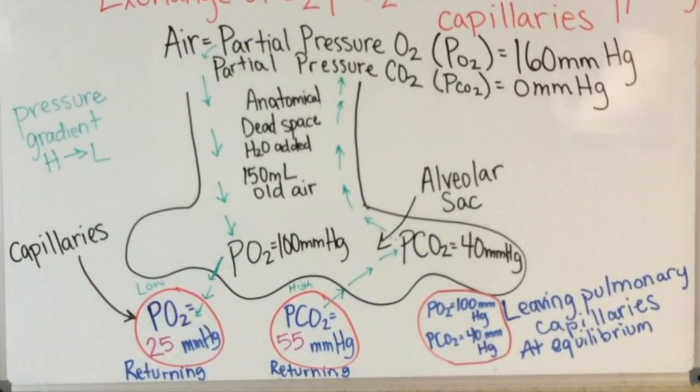In the example displayed, we see that the body has become increasingly metabolically active as the blood returning to the pulmonary capillaries has a partial pressure of oxygen of only 25 millimeters of mercury, and the partial pressure of carbon dioxide has increased to 55 millimeters of mercury. Diffusion rate in this case is going to increase because the concentration difference has also increased. Even though the partial pressures have dropped, the blood will still leave the pulmonary capillaries matching those of the alveolar partial pressures.